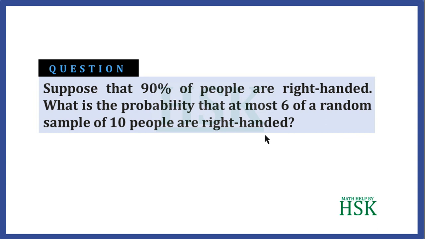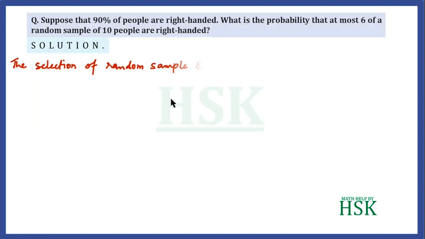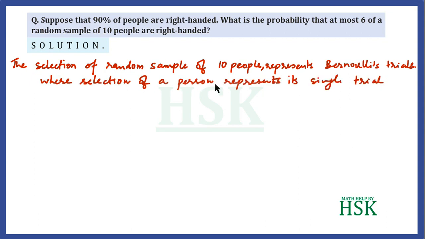So what we are doing here, we are taking a sample of 10 people. 10 people are selected one by one. And we have to find the probability that at most 6 from the random sample of 10 people are right-handed. What is its probability? Now to solve this question, first of all, the selection of a random sample of 10 people represents one Bernoulli trial, where the selection of a person represents a single trial.